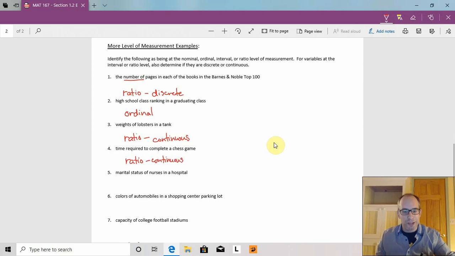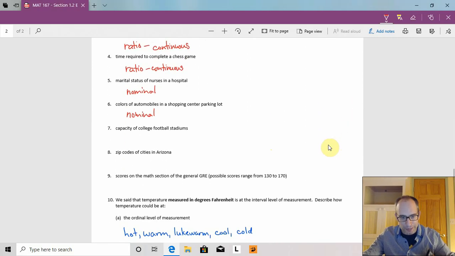Marital status of nurses in a hospital. Well, it's not a number, so that should knock out interval or ratio. And there isn't a rank, right? There isn't one that's better than another. So this one is nominal, right? And then number 6, colors of automobiles. Certainly that's not interval or ratio, right? This isn't a number. And this isn't one that has an ordering, right? I guess people have personal preferences, but there isn't a universal ordering, right? It isn't universally thought that red is better than blue or anything like that. So this is going to be nominal.